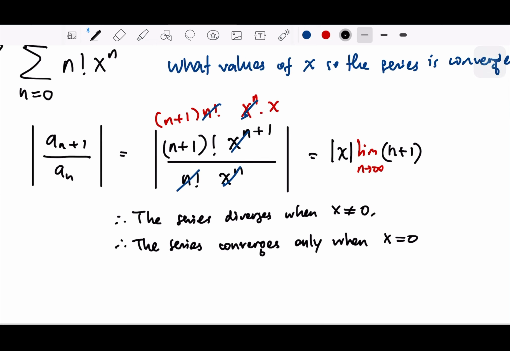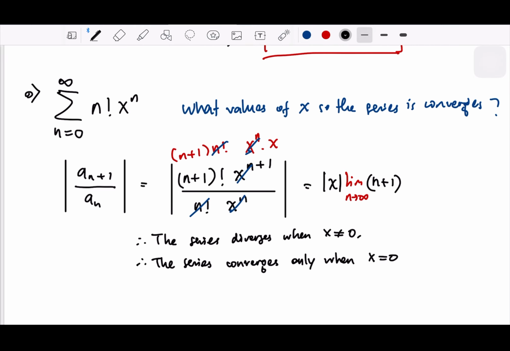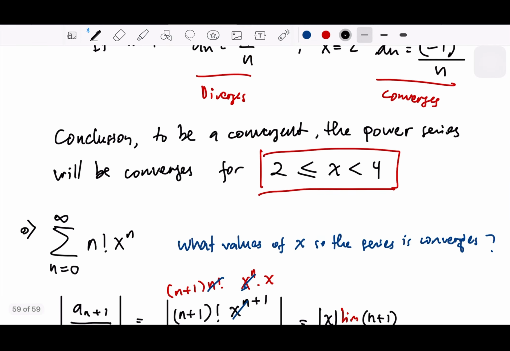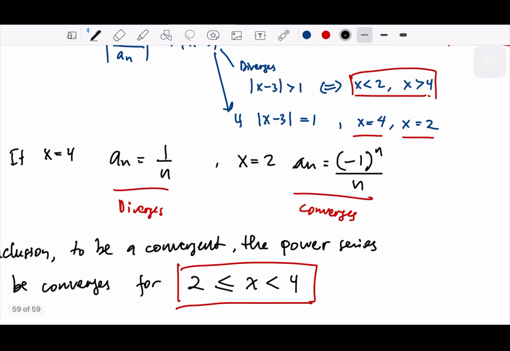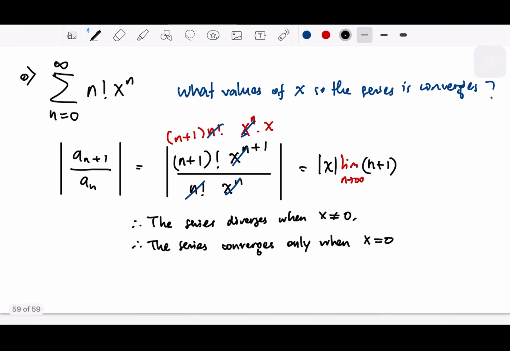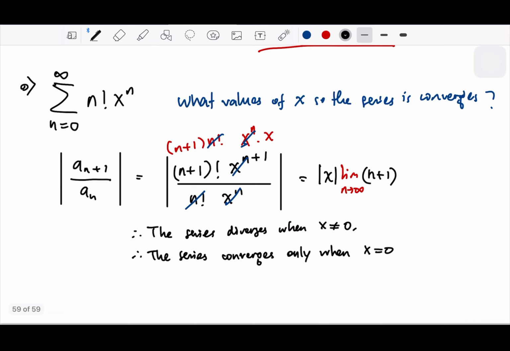Okay, so this is the second example. In the first example, we have some interval of convergence. In the second one, the series converges only when x equals 0. Or if this is x minus 3, then x will be 3. So just at one point. The convergence is only at one point.